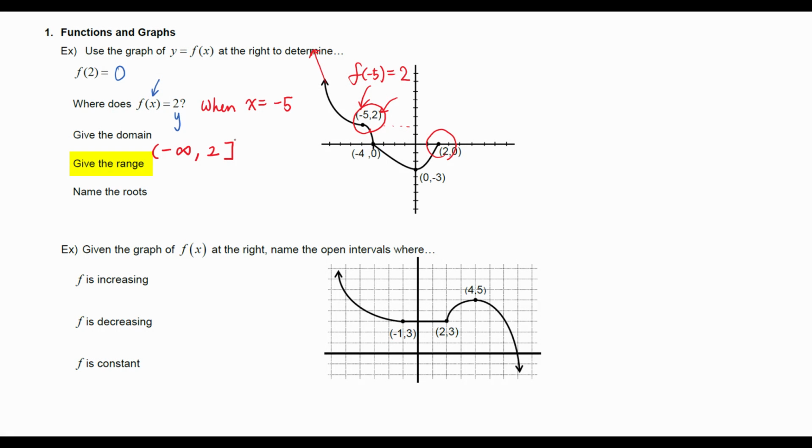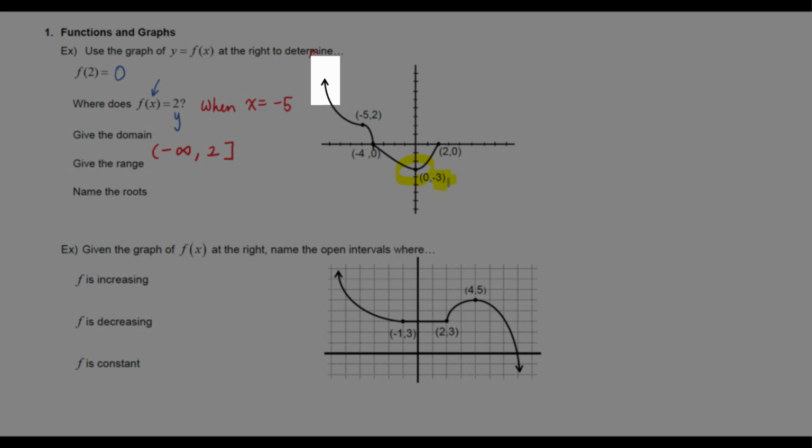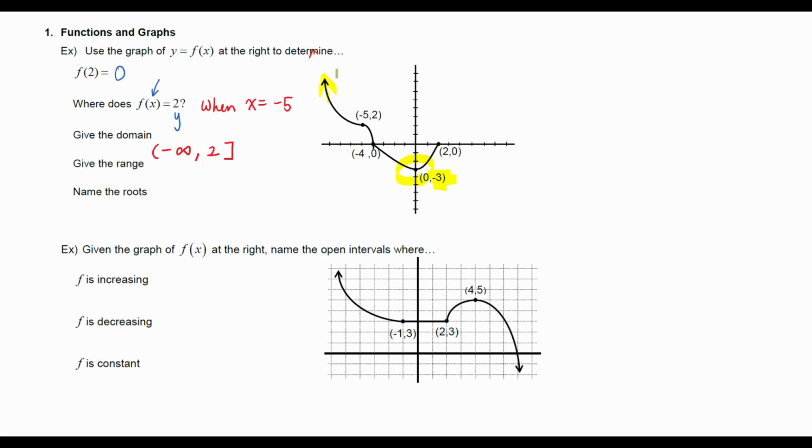Give the range. Range is the y values, and as you can see, the lowest point of this graph is right here, and that will be when the y value is equal to negative 3. And because this graph keeps going up, it is going to infinity. So the range of this function would be from negative 3 to positive infinity.